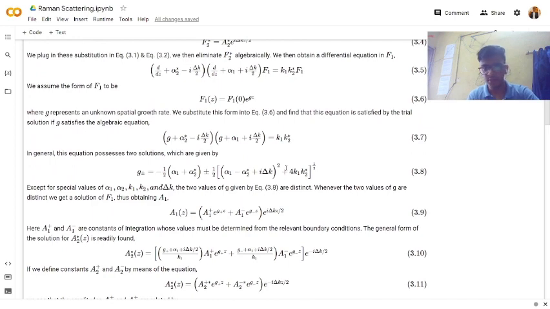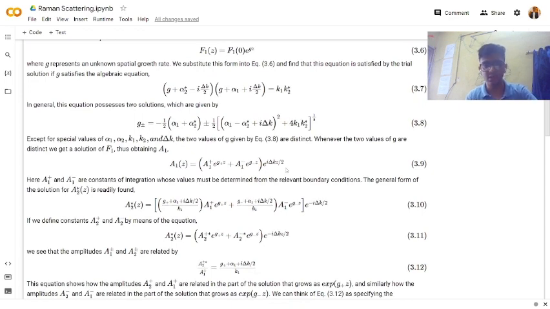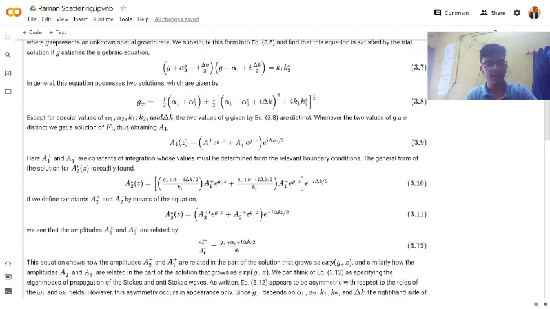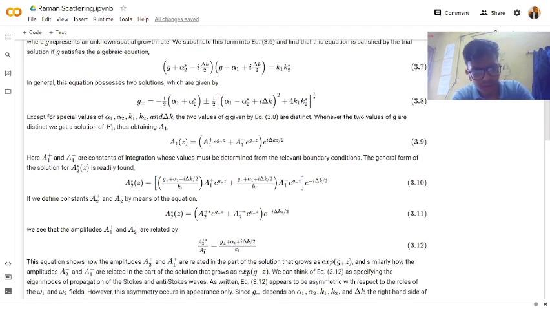If we see this equation carefully, we can see that this is a quadratic equation in g. Solving a quadratic equation is fairly straightforward. So solving equation 3.7, we get the solutions of g, which is 3.8. We'll get two solutions of it, g plus and g minus. Here g depends on alpha 1, alpha 2, k1, k2, and delta k. So for some special values of these variables, we will have distinct values of g. We'll have distinct values of g when the term in the bracket, which has a square root, is non-zero.